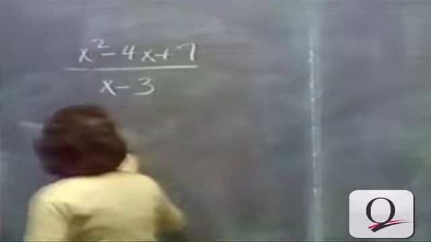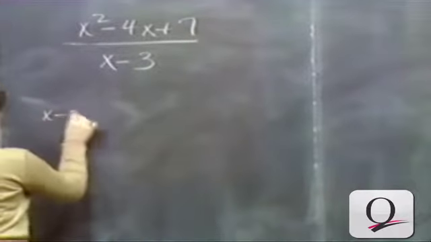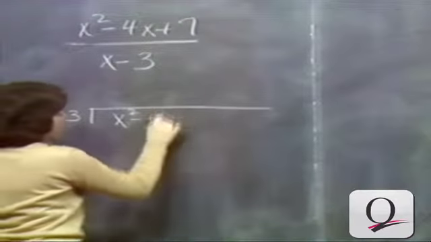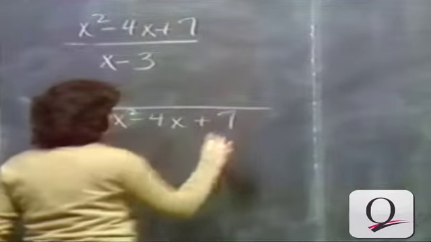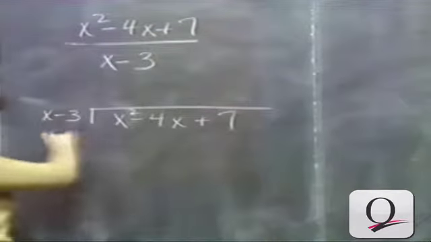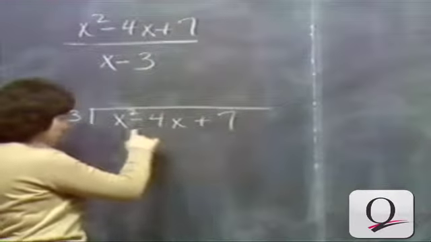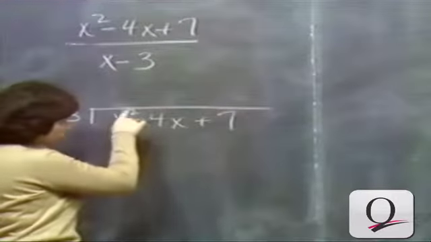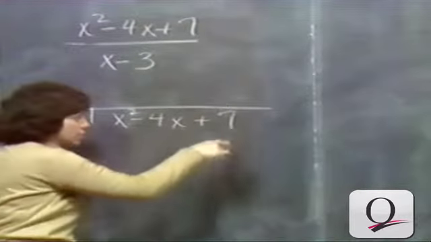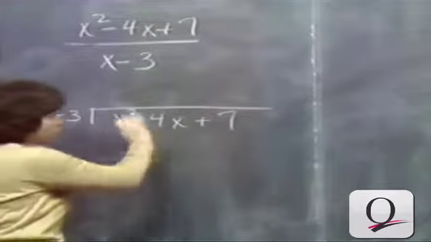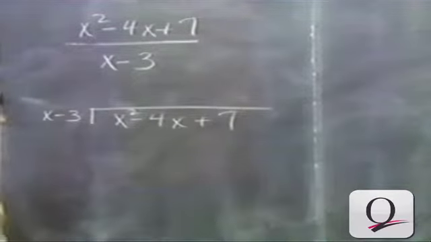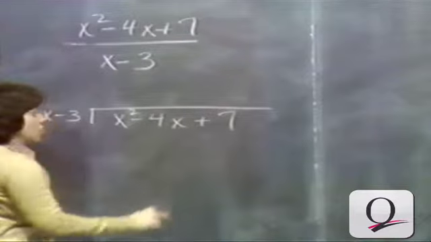Okay, x minus 3 into x squared minus 4x plus 7. Okay, we are dividing into a polynomial. We are dividing a polynomial that has a second degree term, then a first degree term, and then the constant term. So it's in descending order, the degrees of the terms. Okay, and every term is accounted for from highest to lowest.